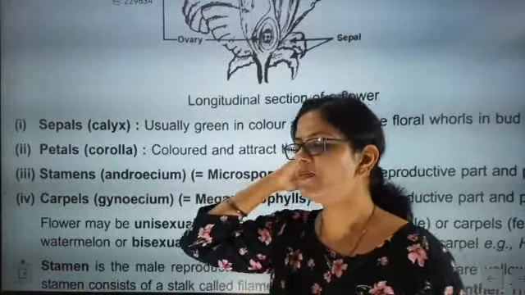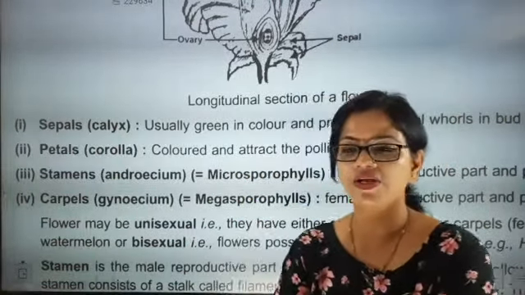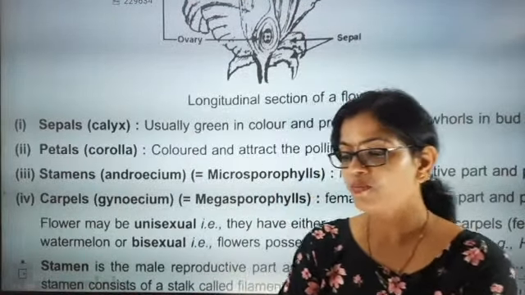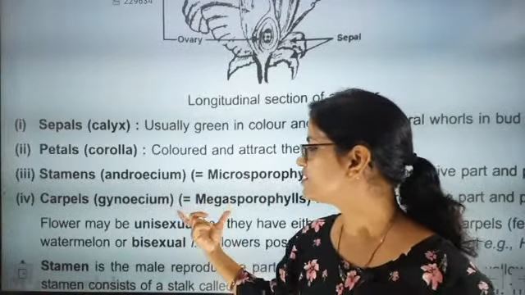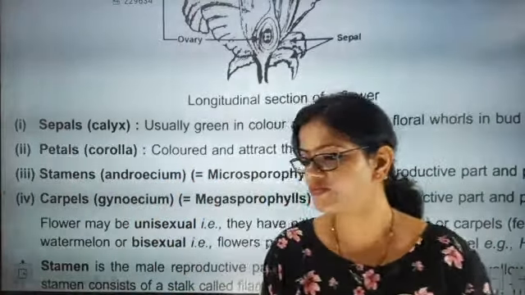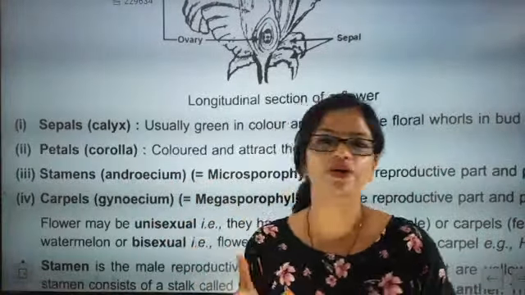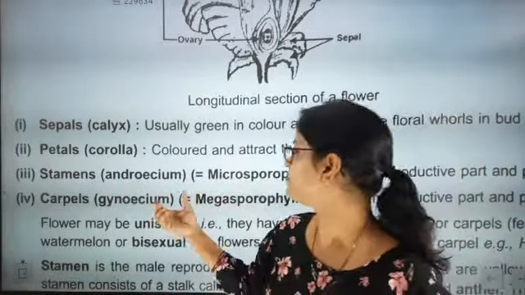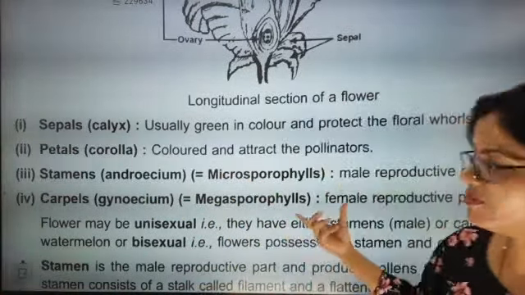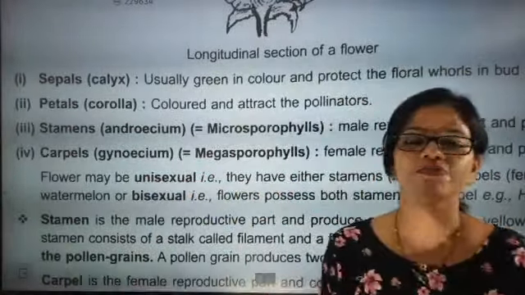The stamens are the male part of the flower. They have the anther and the filament, and in that pollens will be there. The second is the carpel. In the last class we learned Androecium and Gynoecium, and we discussed that section also. We said that the male part of the flower, another name is Androecium, is also called microsporophyll, and the female part is called megasporophyll. So the carpel or Gynoecium is also called megasporophyll.